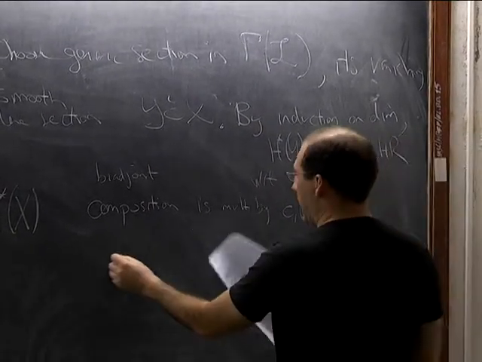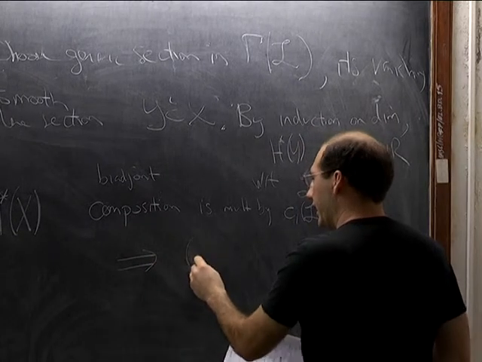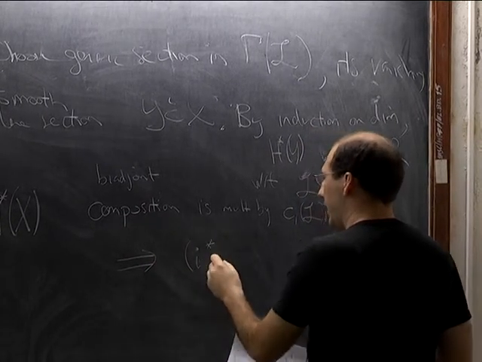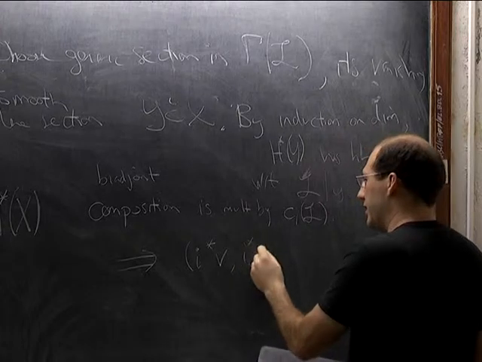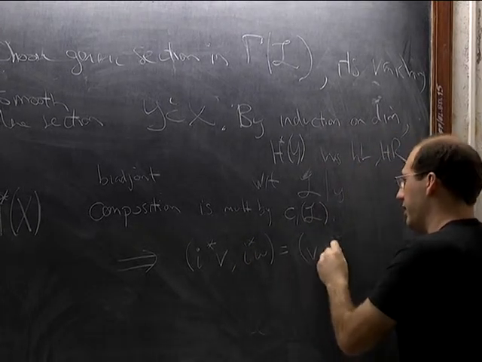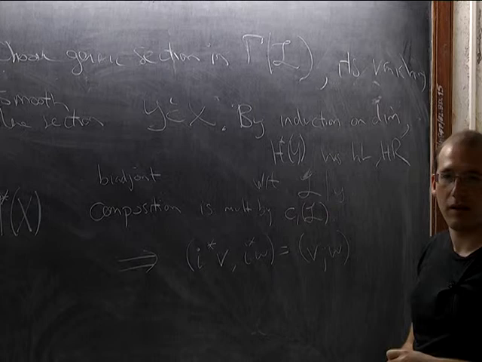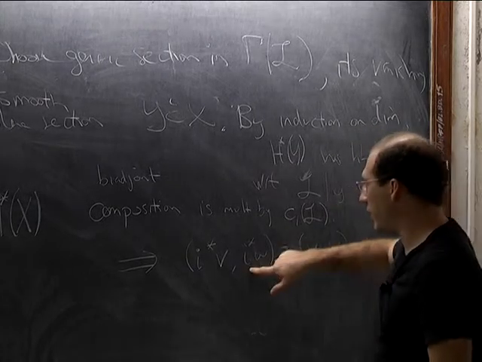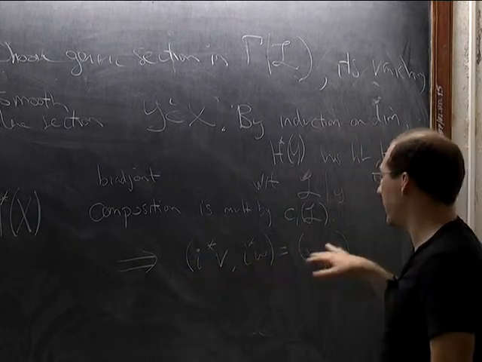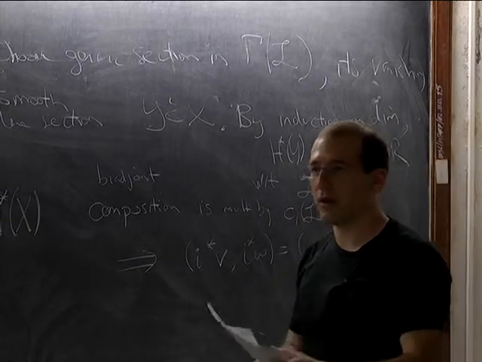So this explains why I star V, I star W is equal to VW. Because you just pull one of these over to the other side by adjunction, and then you get C1 of L, which is exactly what you want.